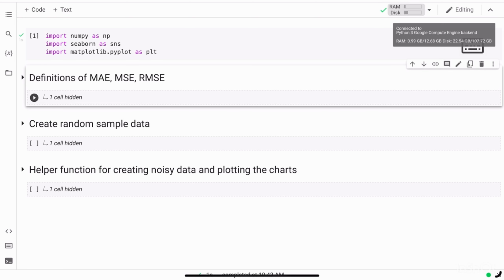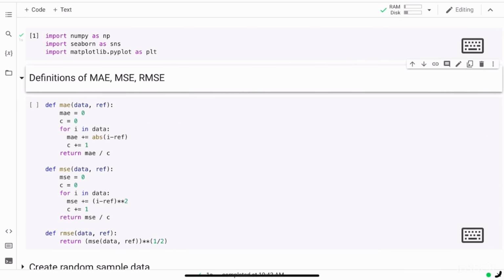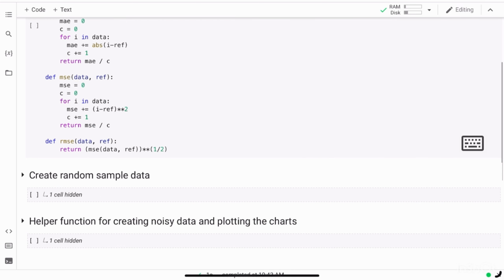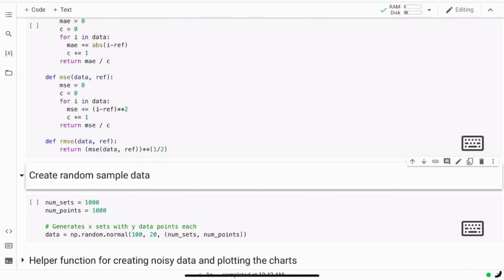I have actually defined the MAE, MSE and RMSE in Python. This is how you can calculate the mean absolute error, mean squared error and root mean squared error. If you observe, I'm just taking the square root here for root mean squared error. Now let us create the random sample of data. I'm creating sample data with 1000 points and 1000 sets. The data I am creating using the NumPy random module here.